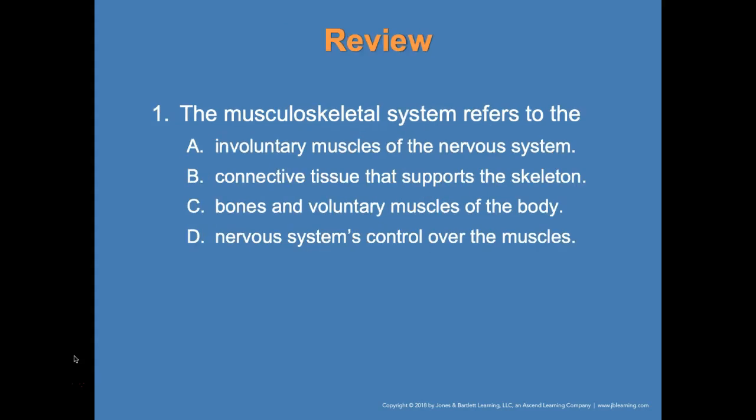Real quick review. Musculoskeletal system. This is it: the involuntary muscles of the nervous system, the connective tissue that supports the skeleton, the bones and voluntary muscles of the body, or the nervous system's control over the muscles. So remember, our musculoskeletal system is going to be our bones. It's right there in the name, skeletal, musculoskeletal, and the muscles that we control, which are the voluntary muscles. Remember, involuntary muscles are muscles that we have no control over. So this is going to be C, bones and voluntary muscles of the body.